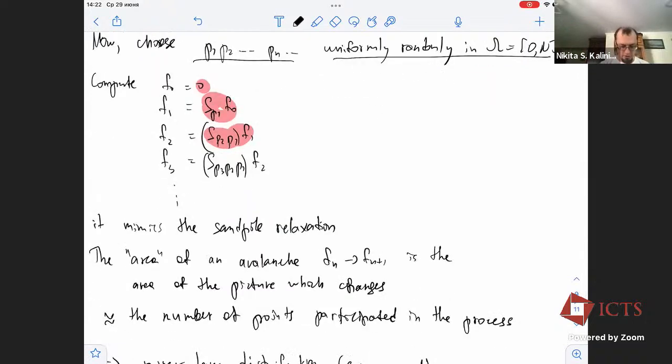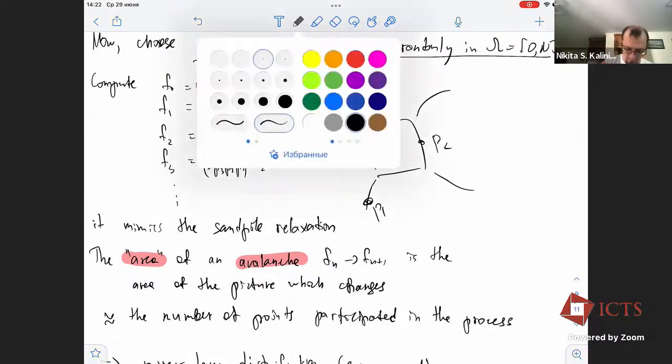And then for each such step, I can measure the area of how this curve changes. So for example, I had a curve something like that on some step, and here there are some points P1, P2. Then I add a third point here.